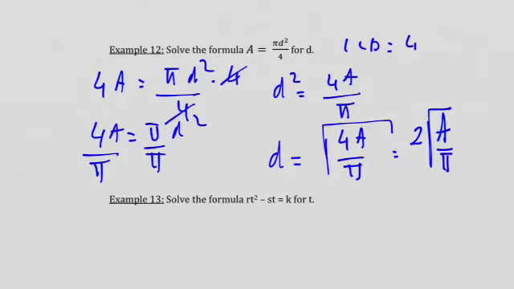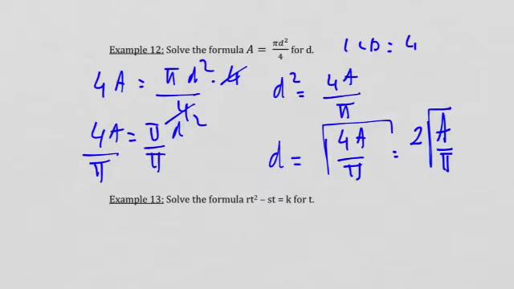Why don't I take plus or minus? Because usually d is supposed to be a distance, and we're not dealing with negative distance. It doesn't make any sense. So at the end of the day, we have d equal to 2 times the square root of a divided by pi.